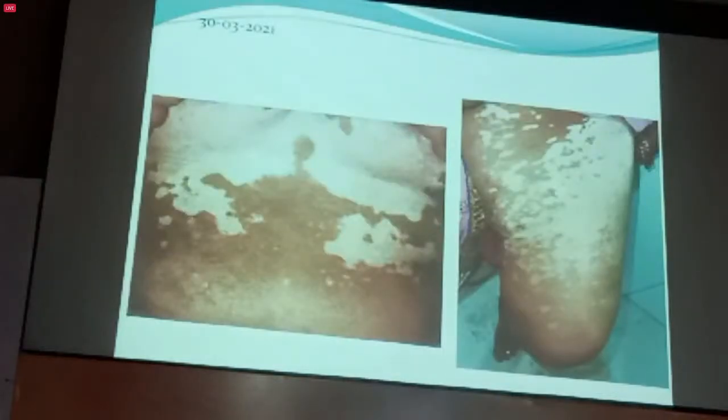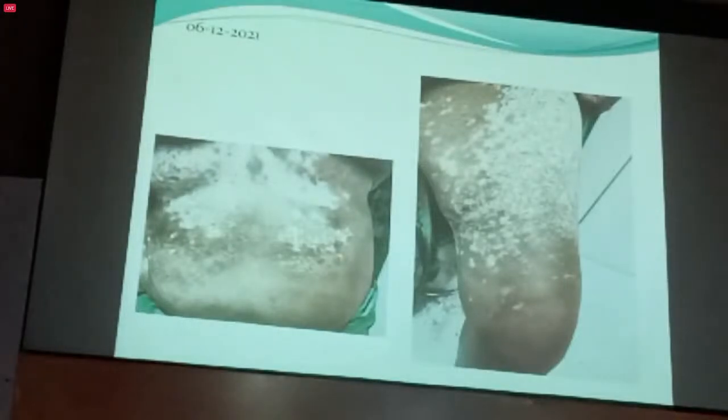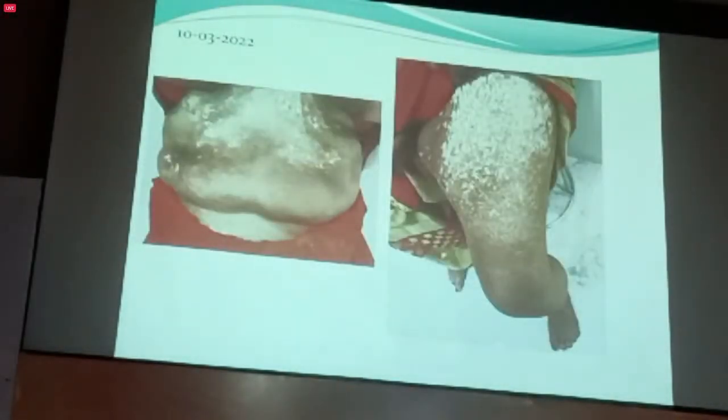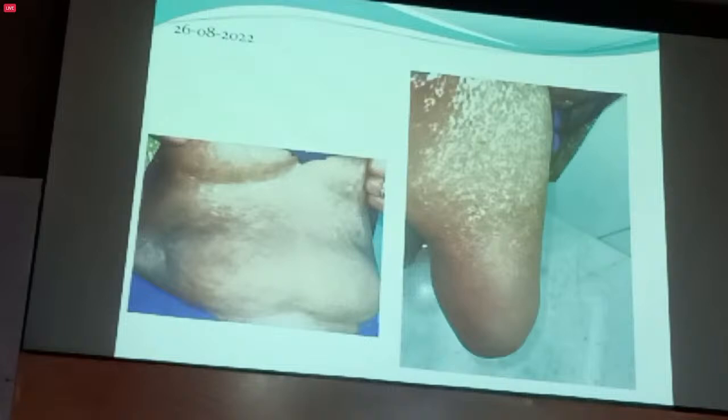Tofacitinib was started. There is not much improvement initially. Late follow-up after about 1 year, and you see quite a good improvement at 1 year of follow-up. And then you see further. This is at the end of 2 years. The tofacitinib was continued for 2 years, and you see the improvement, near complete healing and near complete repigmentation. And this is the latest pictures.